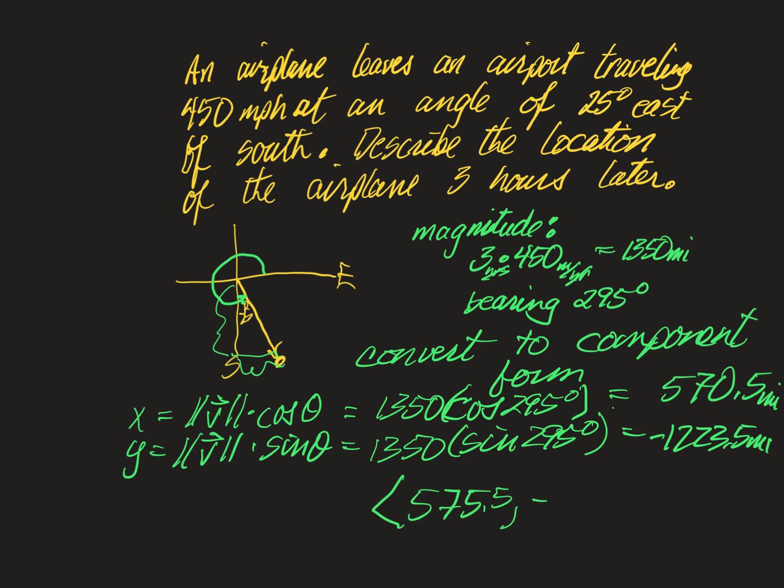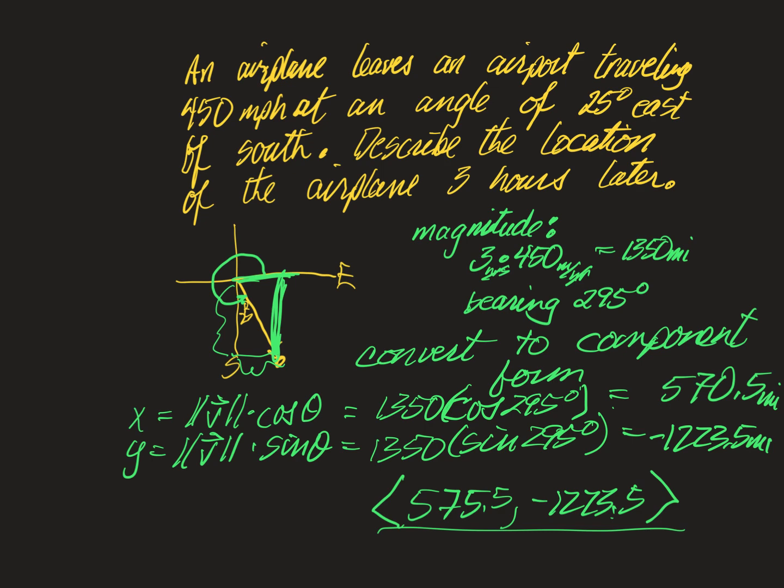And so we can describe this vector as 570.5, negative 1223.5. And that makes sense. Here's the 570 and here's the negative 1223, right? That'll get you to the point. So this is definitely in the correct quadrant. And so this means we're going to be 570 miles east of where we started and 1,223 miles south of where we started. So both of those.